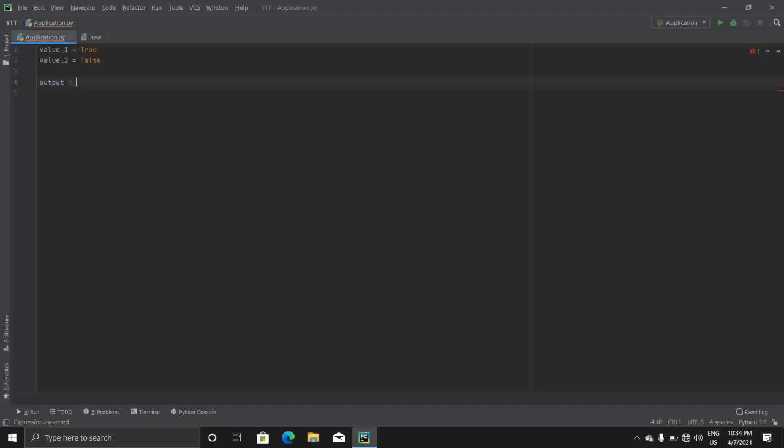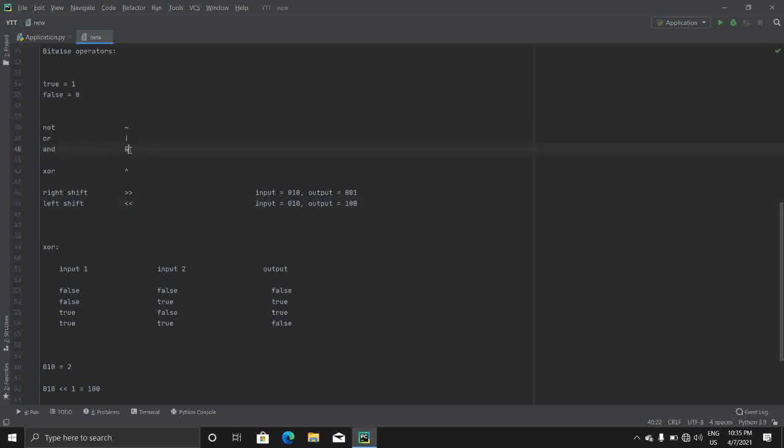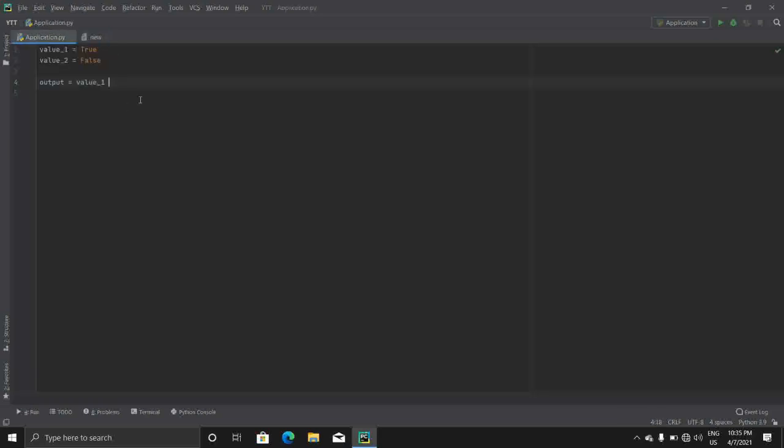This AND bitwise operator is the same as the AND Boolean operator. All we need to do is first pass the value 1 that we pass to AND. In bitwise operators, we use a specific sign for AND. That sign is this. Now we use this sign.